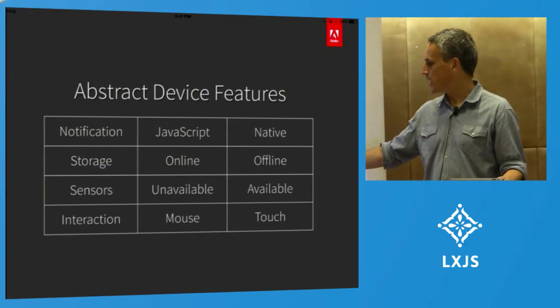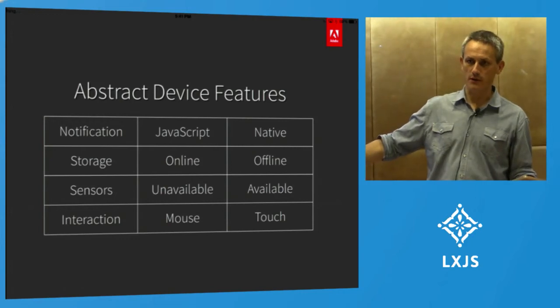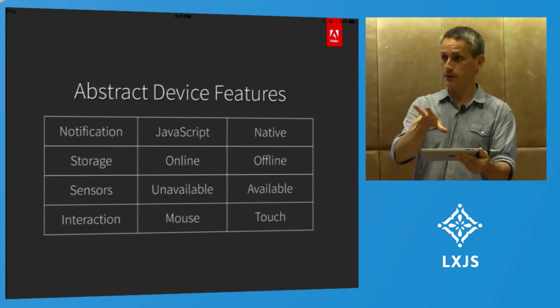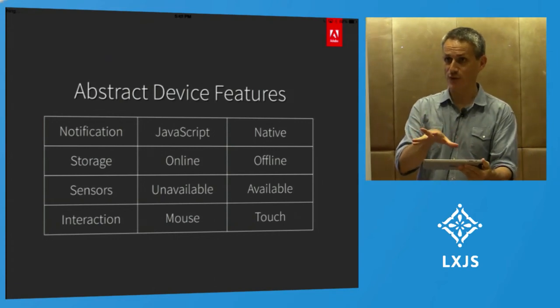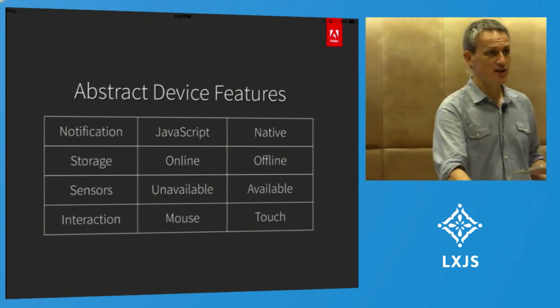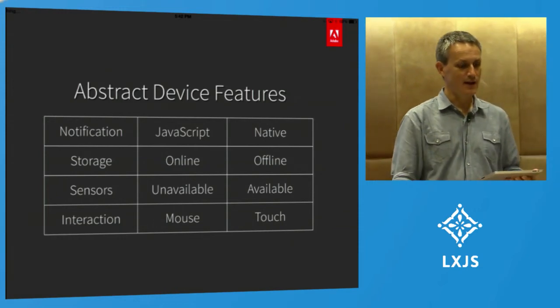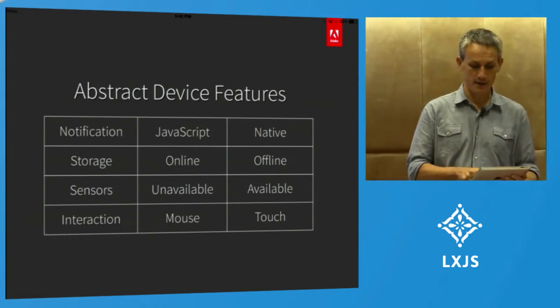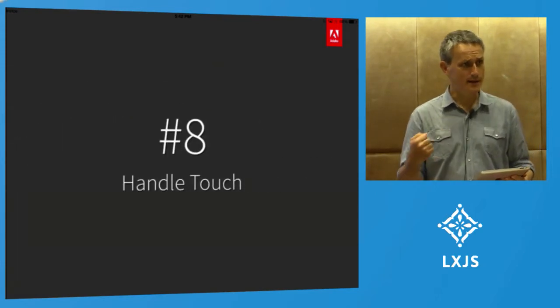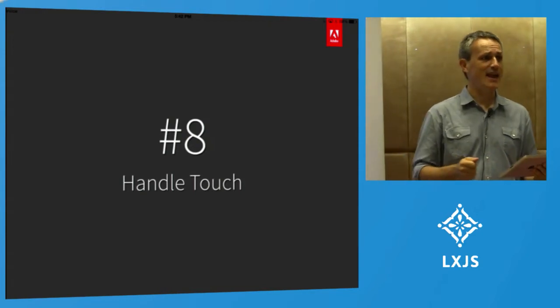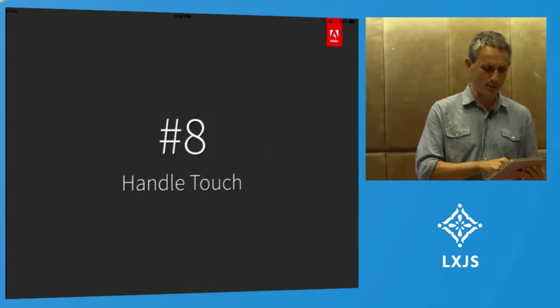And the last one is really a super important one. If I run on this thing here, I'm going to use touch to interact with the application. If I run on this, I'm not going to use touch. I'm going to use the mouse and the keyboard. And that's a very, very big one. It's so big that it's going to be the object of its own principle: handle touch the right way.